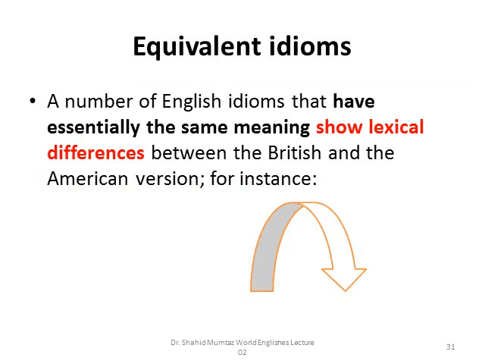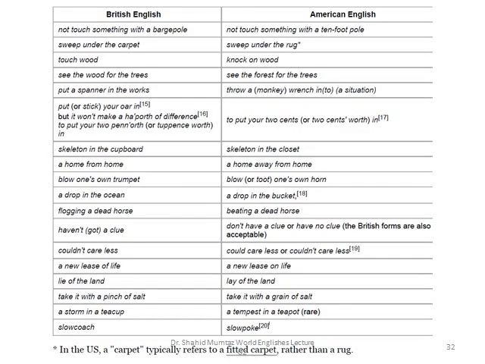Equivalent idioms. A number of English idioms that have essentially the same meaning show lexical differences between the British and the American versions. They have essentially the same meaning in both versions, but there are vocabulary differences. You see the chart on the next slide. You can read it by yourself, just go through it. Just a couple of examples.